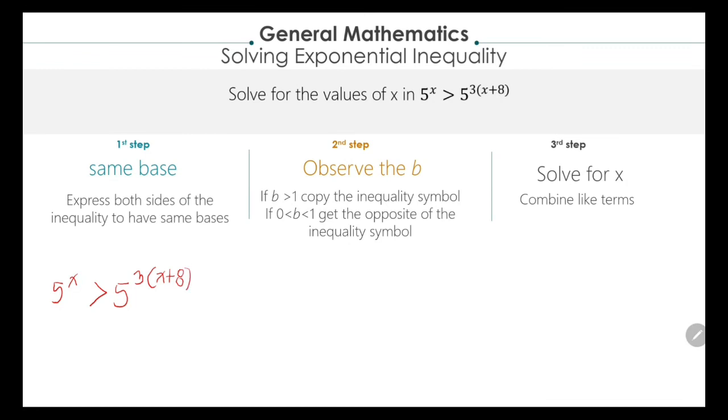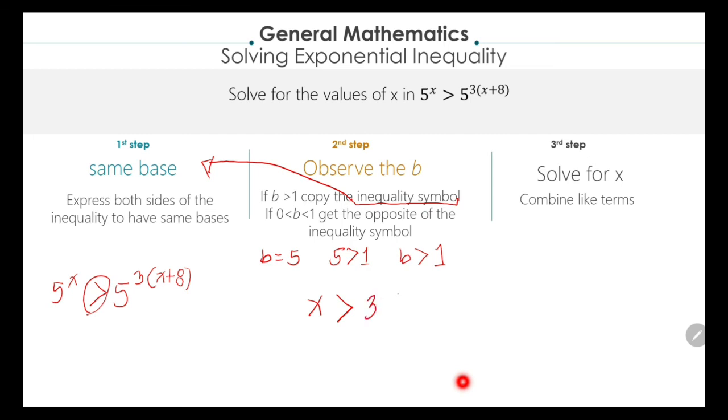And then, for the second step, you have to observe your base. Ano ba yung base mo? Your base is positive 5. We all know that 5 is greater than 1. So, your base is greater than 1. Kung ganon, ibig sabihin, kukopyahin lang natin yung inequality symbol. Inequality symbol nino? Inequality symbol na gamit mo dun sa step 1. And that is greater than. So, pag binaba na natin yung exponent, gagamitin natin yung inequality symbol na ginamit natin sa first step. So, we have x as the exponent of your base on the left side of the inequality is greater than 3 multiplied by x plus 8 na nanggaling dun sa exponent dun sa right side ng inequality.